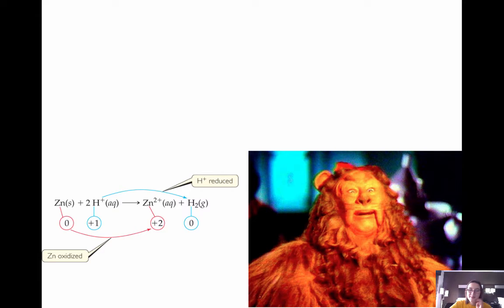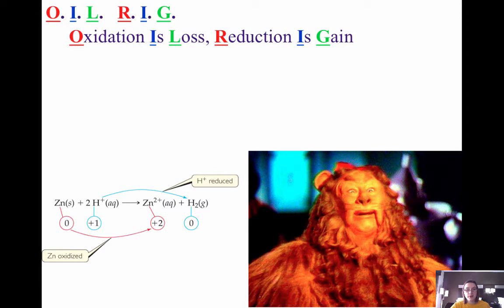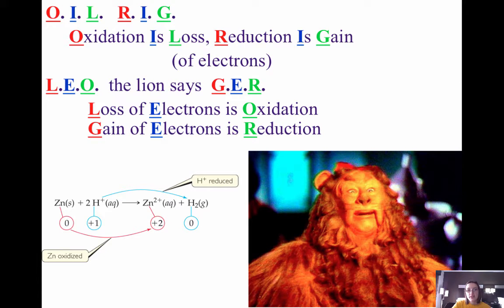Now, here are some ways that you can remember oxidation and reduction. You can remember OIL RIG: Oxidation Is Loss, Reduction Is Gain. This is always thinking about the electrons. Or you can remember LEO the lion says GER, like the cowardly lion from The Wizard of Oz. LEO: Loss of Electrons is Oxidation, GER: Gain of Electrons is Reduction.